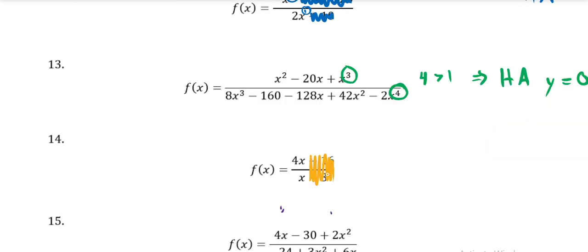Here, once we ignore our lower order terms, we have x and x. We have sort of an equal degree on the top and bottom. And that tells us that we are looking at the ratio of the coefficients for our horizontal asymptote.